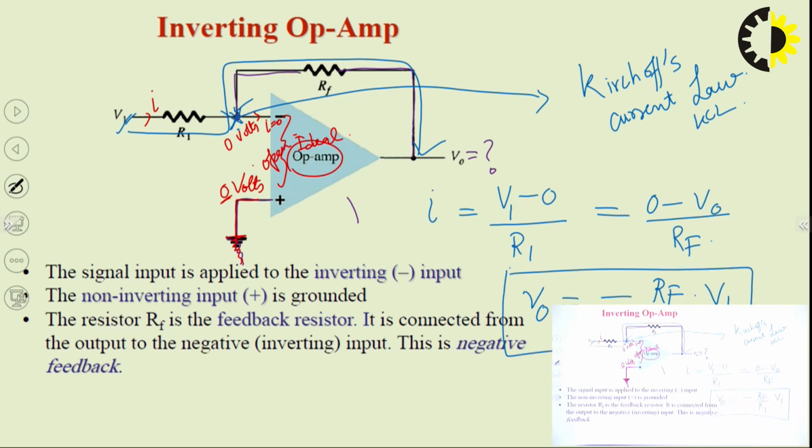This is my final formula, which is giving the relationship between output voltage and input voltage. Input voltage is known, V1. The feedback resistance is RF. The resistance through which the input has been applied, that is R1. So minus RF upon R1 into V1 is the output voltage at the output terminal of the op-amp. This is the formula for the inverting operational amplifier circuit, right?